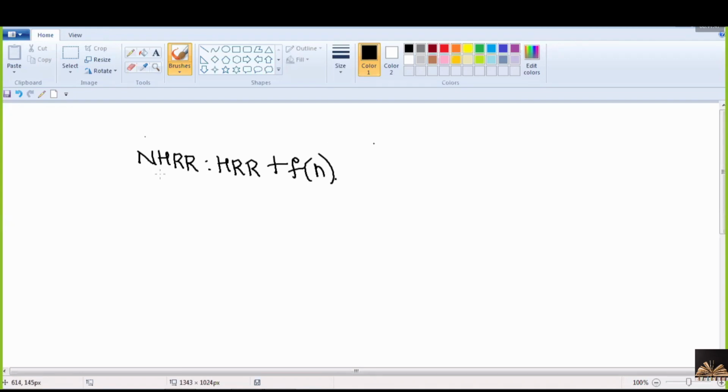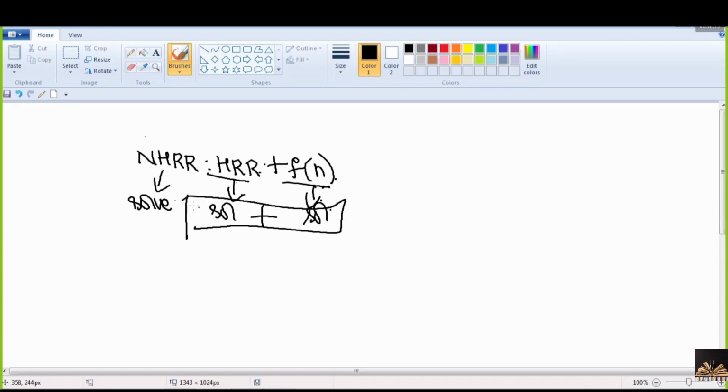Okay? Now, whenever you want to solve this non-homogeneous recurrence relation, what will you do? First, we will divide the given recurrence relation into two parts, one with the homogeneous recurrence relation, one with the function. Now you try to solve the homogeneous recurrence relation first, and similarly get the solution for the given f of n, and combine these two solutions, which will give you the solution of the non-homogeneous recurrence relation, right?